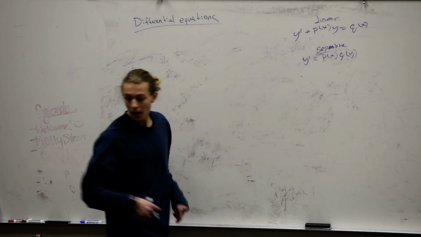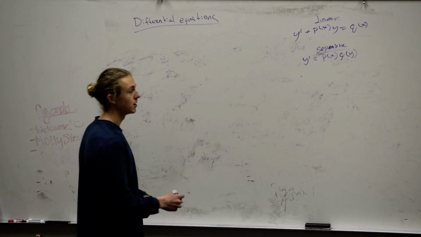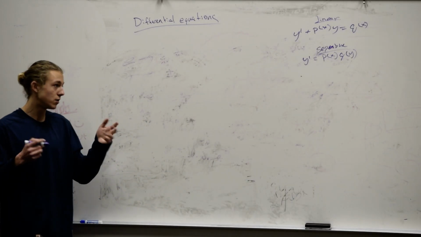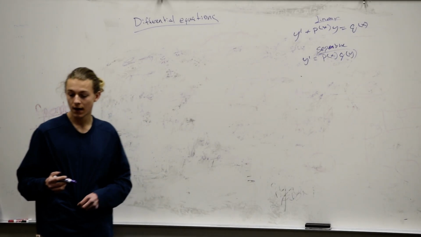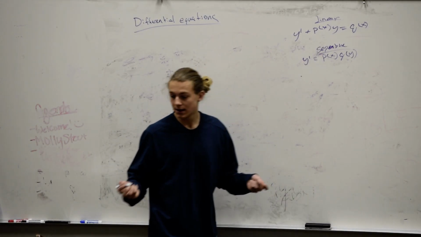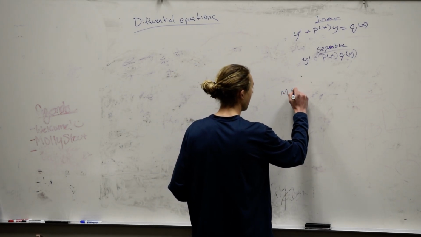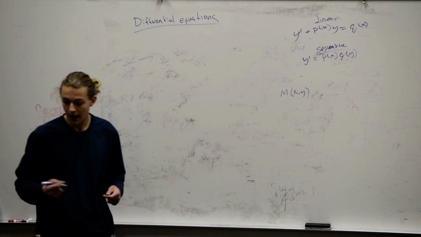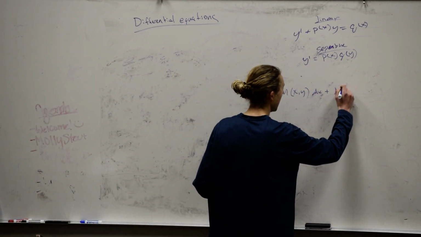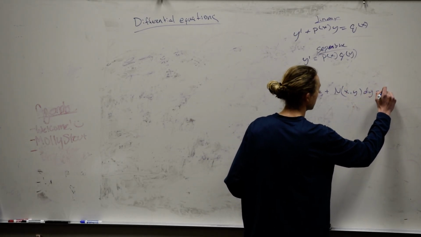A third kind of first order ordinary differential equation is an exact equation. An exact equation has partial derivatives in it, but it's still classified as an ordinary differential equation, and I'll show you why. An exact equation says that we have a function, let's call it m, with two inputs, x and y, times dx, plus another function, let's call it n, with two inputs, x and y, times dy, equals 0.